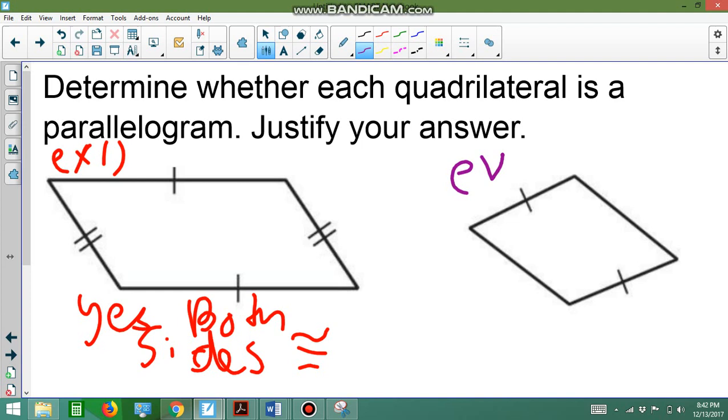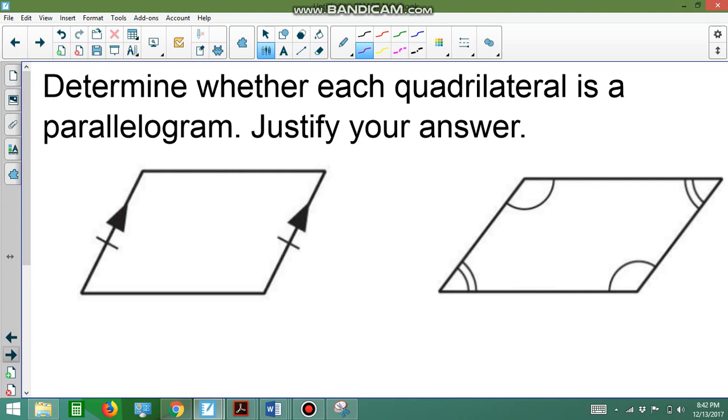Then example 2 over here. Notice how there's only one pair of sides congruent and there's no other information. So this is a no, because we don't have any information from our theorems. Here, example 3. We have a parallel and congruent. So this is yes. So we have parallel and congruent.